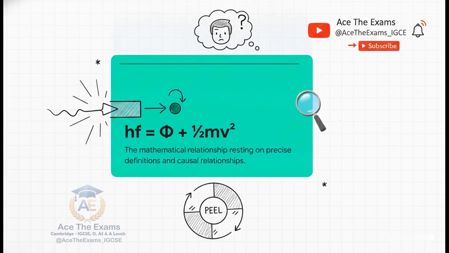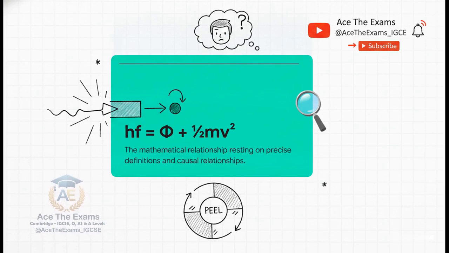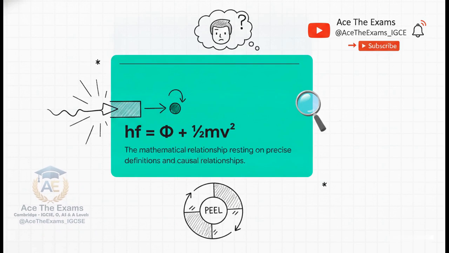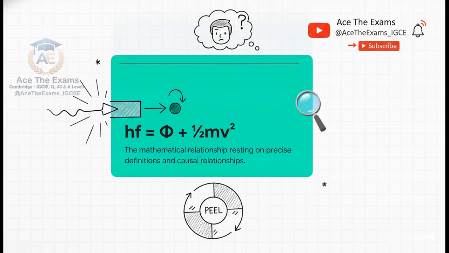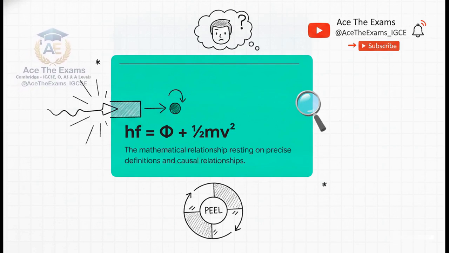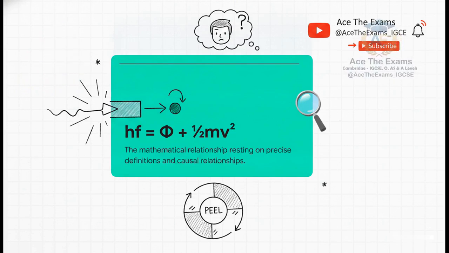They want you to use that PEEL framework we mentioned. Your point is that energy is strictly conserved in this quantum interaction. Your evidence is that the photon's energy transfers completely, all at once, to a single specific electron. 1 photon, 1 electron. Your explanation is that some of that energy is used to overcome the work function, to pay that exit fee, and whatever energy is left over becomes the kinetic energy of the electron. And finally, your link ties it all back to the core concept, explaining why simply changing the intensity or brightness of the light doesn't increase the maximum kinetic energy.